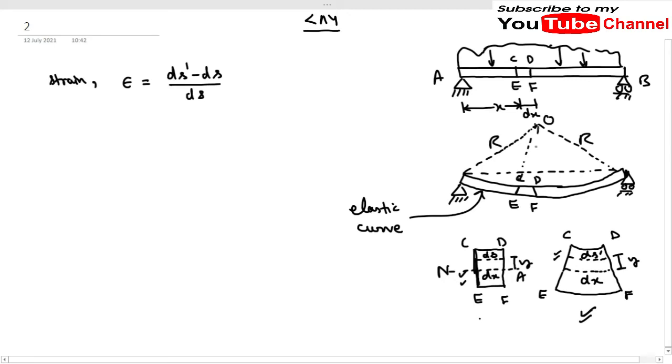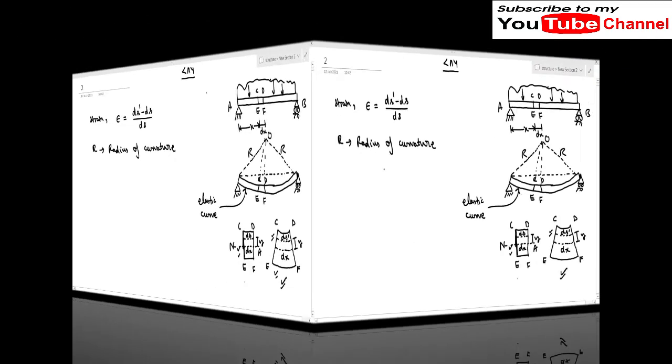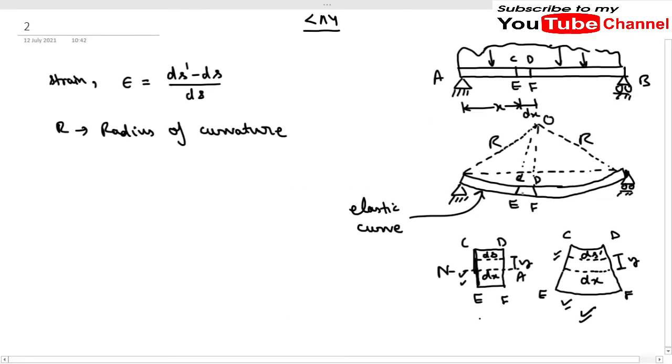Let us match these two points from our segment. So this is our segment. Now this r is called the radius of curvature. Let me draw the segment after deflection, CDEF, here again for better understanding. So this is our O, and this is our radius of curvature, like this.